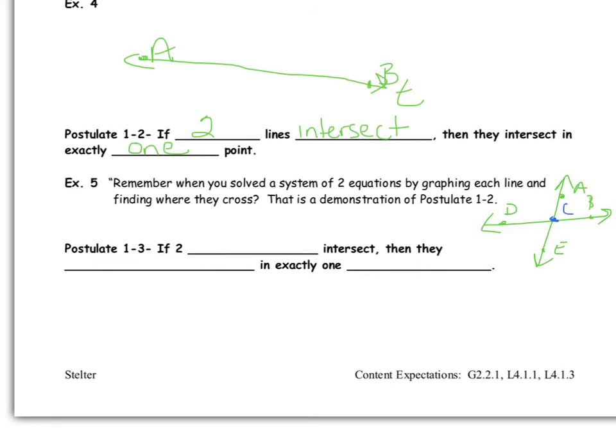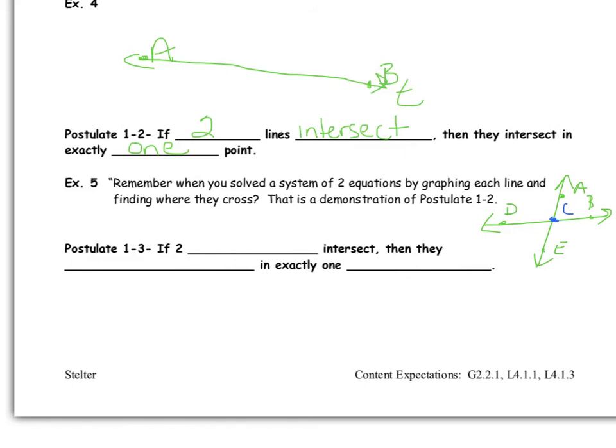Okay, that's postulate 1-2. Now if you remember from algebra, or if you've had algebra 2, remember when you had systems of equations like y equals 2x plus 3 and y equals 1/2 x plus 4. When you graphed those, they crossed. And the location where they crossed is a demonstration of postulate 1-2.